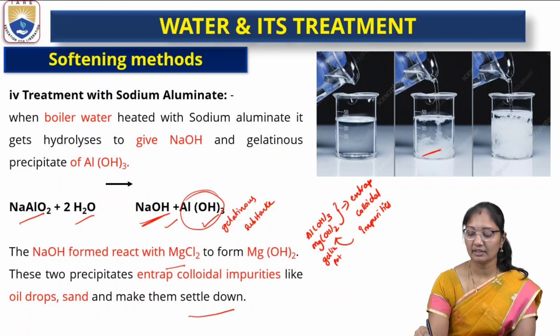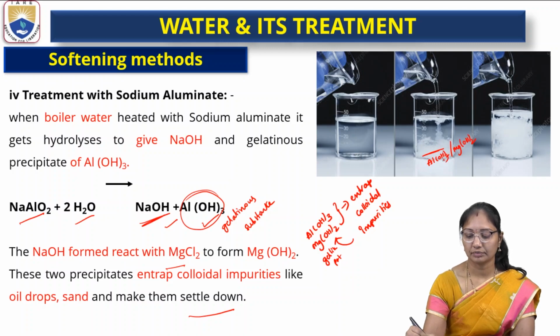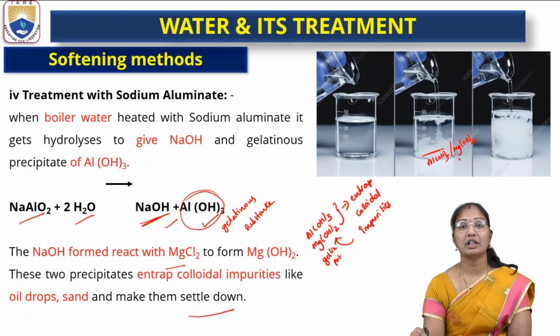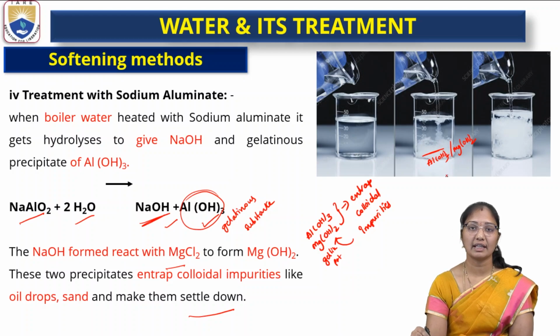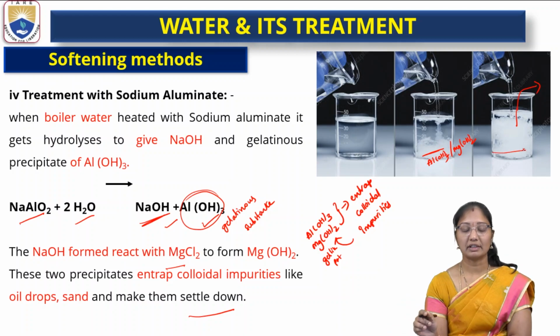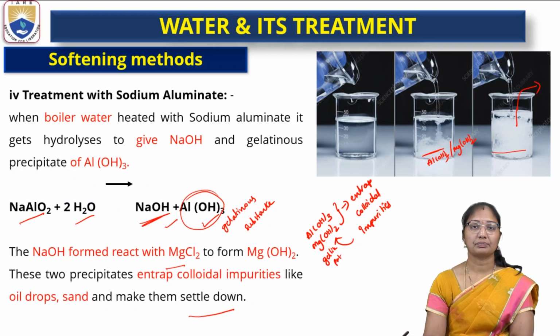If we see here, this is the aluminum hydroxide or magnesium hydroxide precipitate, a gel-like substance which traps the oil and sand particles present in the water and makes them settle down at the bottom of the beaker or tank. It can be easily removed by pumping out the top layer of water or by filtration. These are the methods we can use.